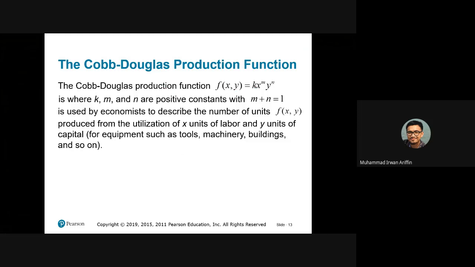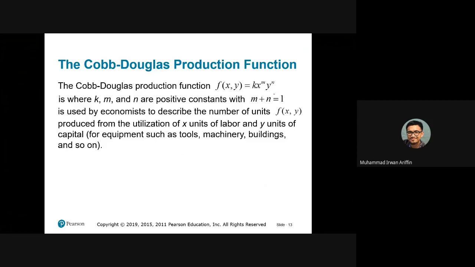If it is in this form, k, which is a positive constant, and then we have x, the input, to the power of m, and y to the power of n. So this is what we call the Cobb-Douglas production function. We have two inputs, and each of them is to the power of a positive constant, where m plus n equals 1.